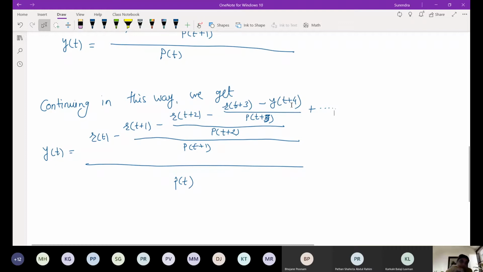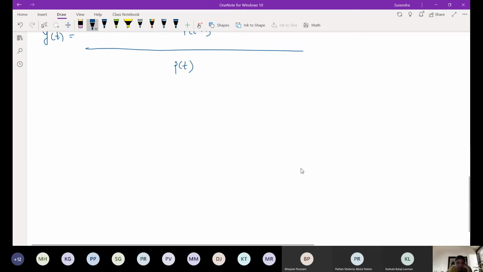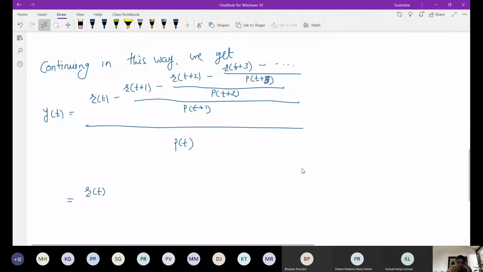Y at t plus 4, then we have to substitute. So instead of that, I will write dot dot dot. So we just have to resubstitute the values of the next value of y. Is that okay? So I can write this as r t upon p of t minus r at t plus 1 divided by p of t into p of t plus 1.